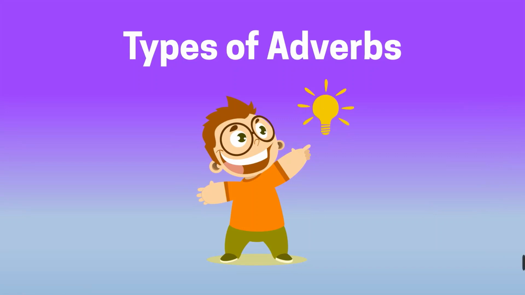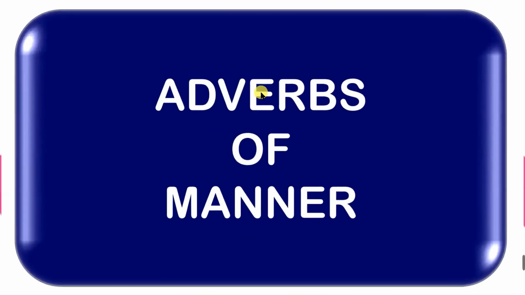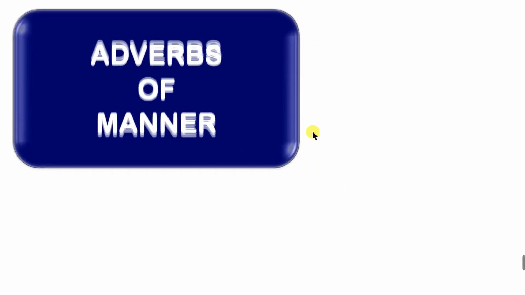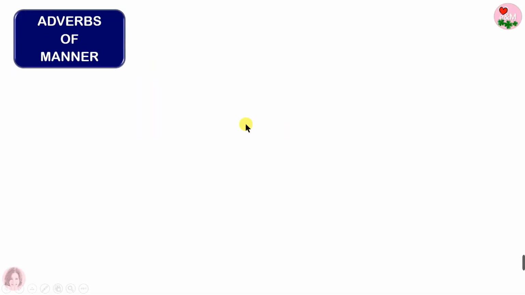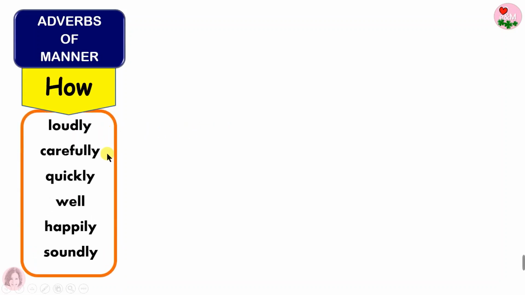There are different types of adverbs that describe verbs: adverbs of manner, place, time, frequency, and degree. What are adverbs of manner? Adverbs of manner tell us how something happens. For example, loudly, carefully, quickly, well, happily, soundly.